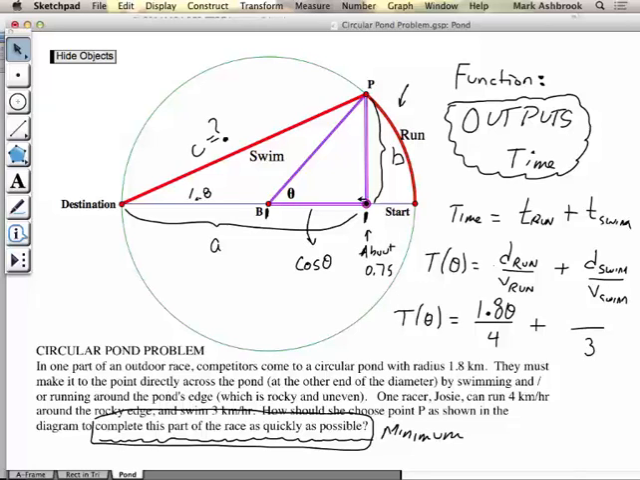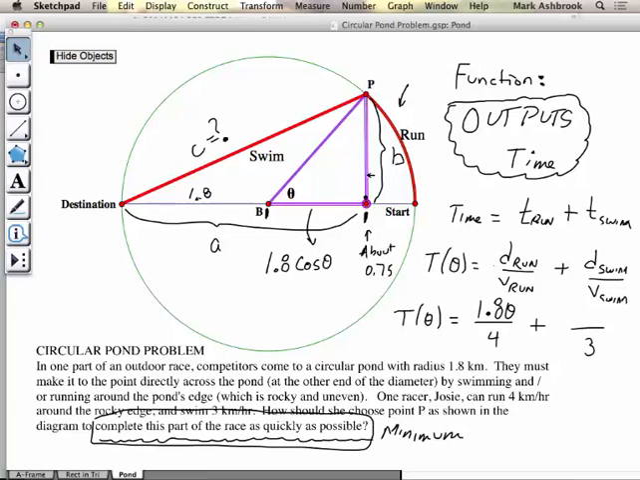Therefore, this length is 1.8 times that 0.75, or 1.8 cosine theta. That would be 1.35. Remember, this cosine theta measures that distance in terms of the radius. It's about 0.75 radius lengths, and the radius is 1.8. So in kilometers, you would take 0.75 of 1.8. So what's side A then? 1.8 plus 1.8 cosine theta.